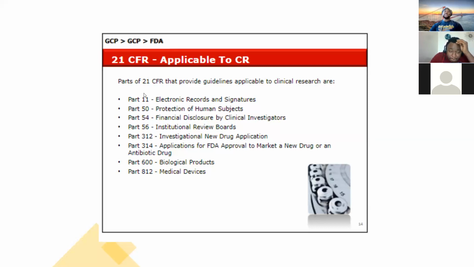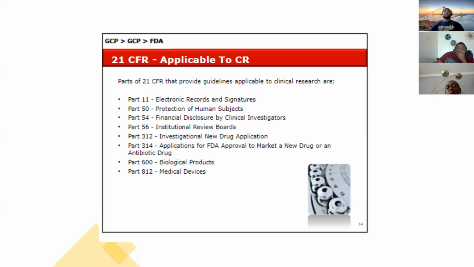Part 50, 21 CFR part 50. The way these things usually work is that they will say 21 CFR part 50, or they can say 21 CFR part 50, subpart 11, subpart 10, or subpart 1. It's just like a code. So 21 CFR part 50 talks about the protection of human subjects. 21 CFR part 54 talks about the financial disclosure for clinical investigators, who are the physicians conducting research at the site level.